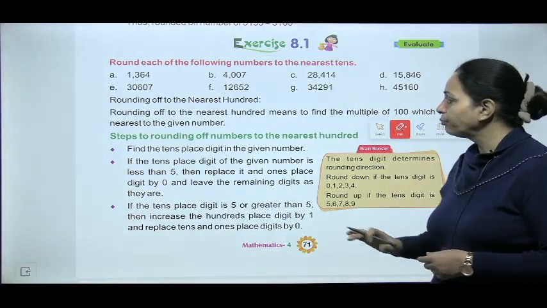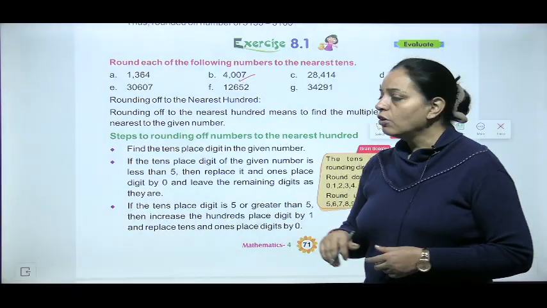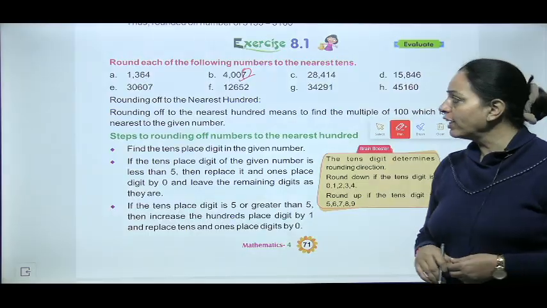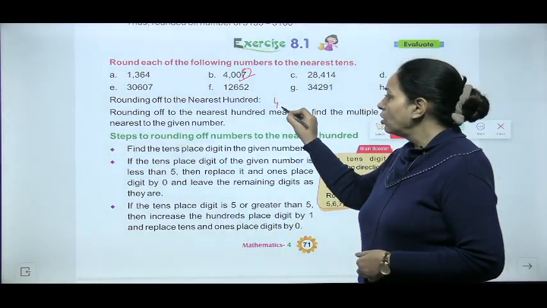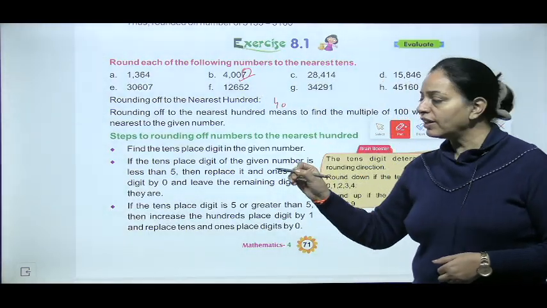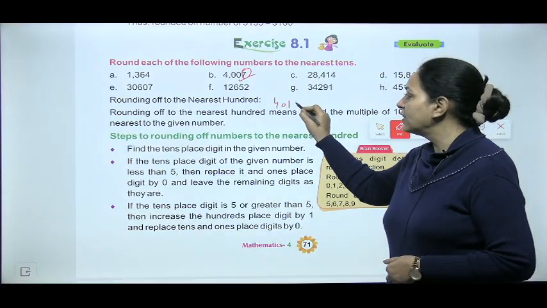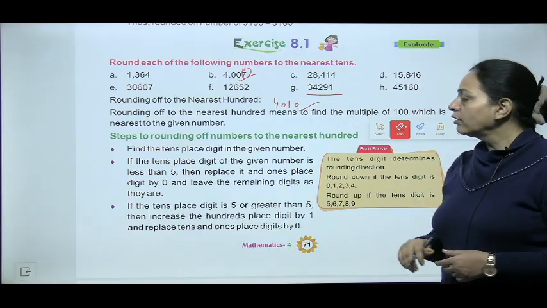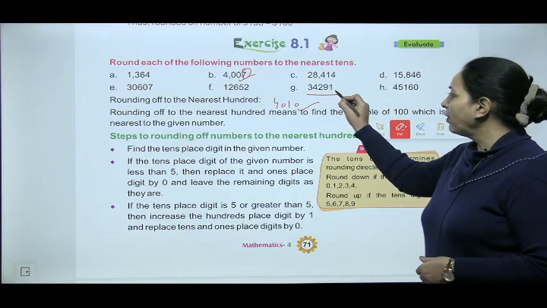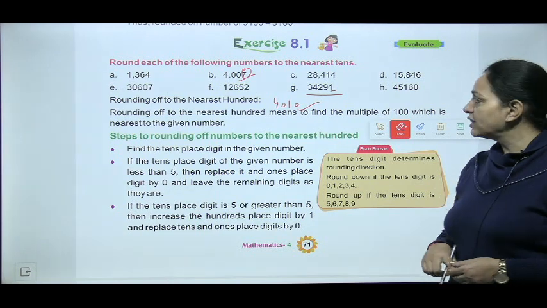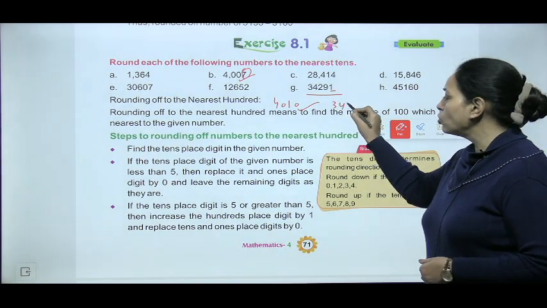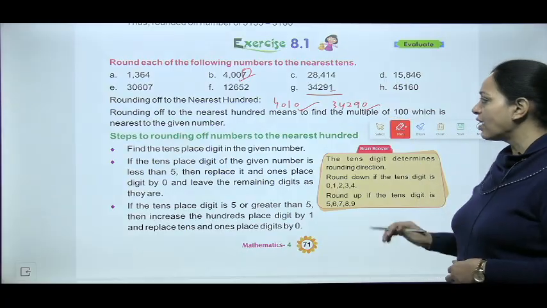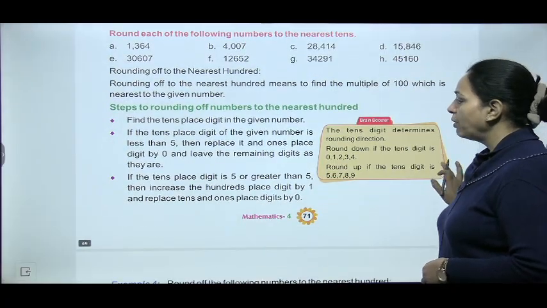So see here, like part B, 4007. So 7, the ones digit, is more than 5. So what to do? Tens digit को हम +1 कर देंगे, it would be 1 and this is 0. So this is the answer. Like part Z, 34,291, the ones digit is 1 which is less than 5. So there is no change in the tens digit and the ones digit is 0. This is the answer. Similarly, you can try the remaining parts.